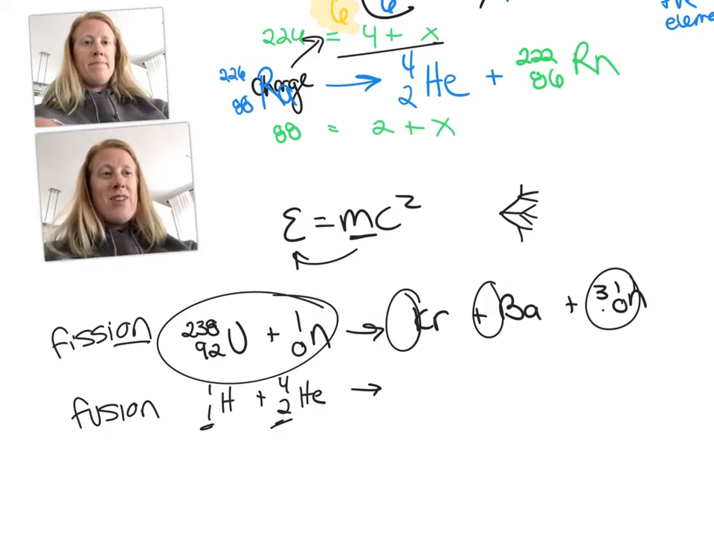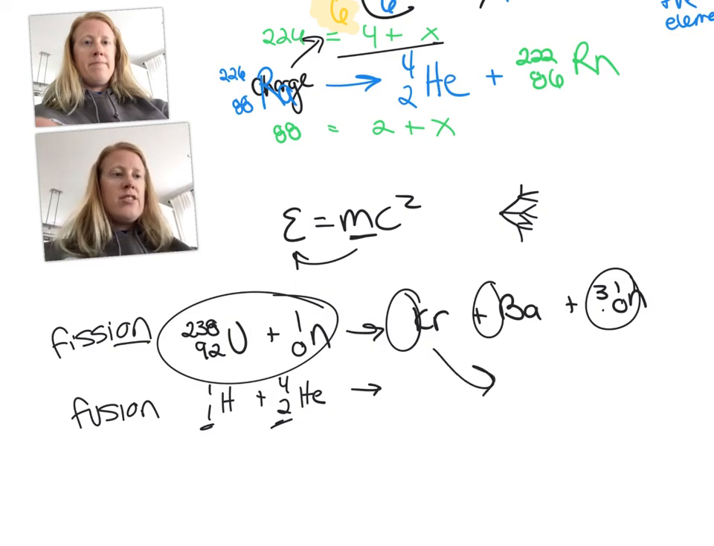Each neutron produces 3 more. And you can see this chain reaction getting crazy out of control because you're releasing a ton of energy. These are super exothermic.